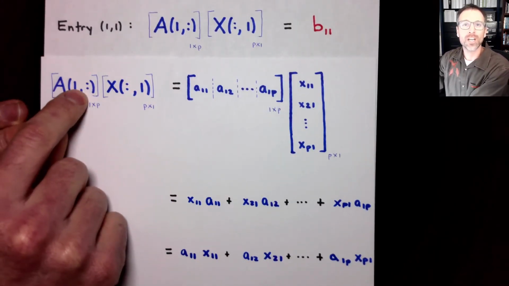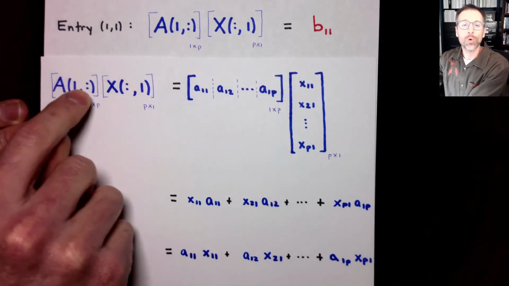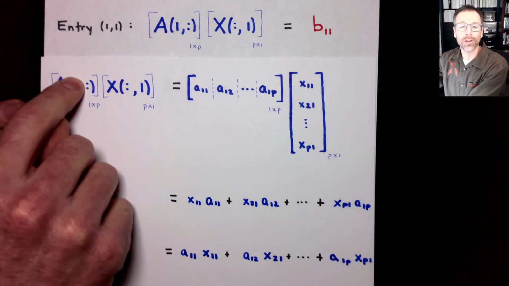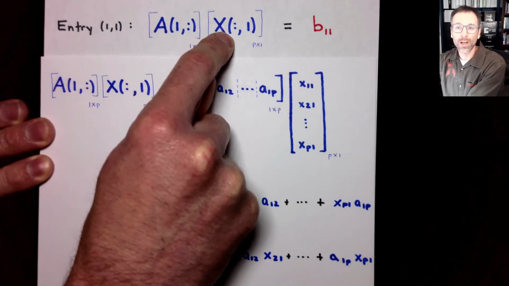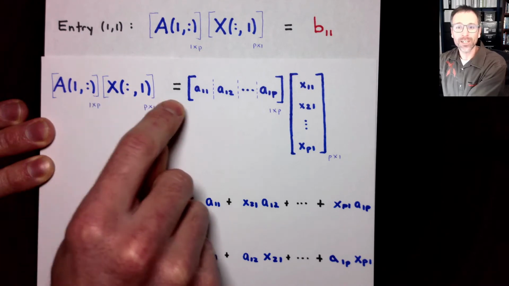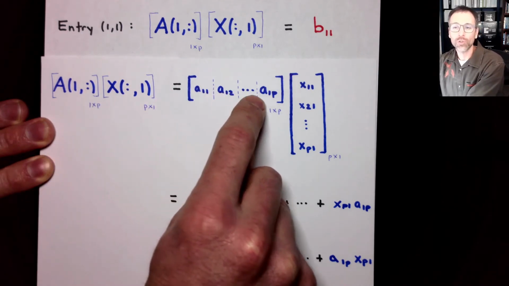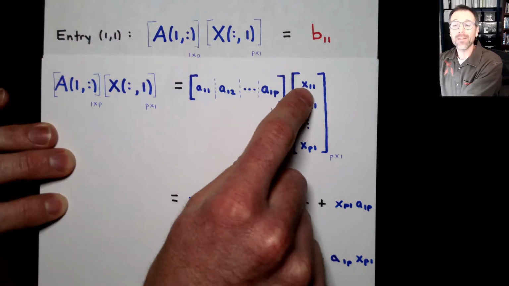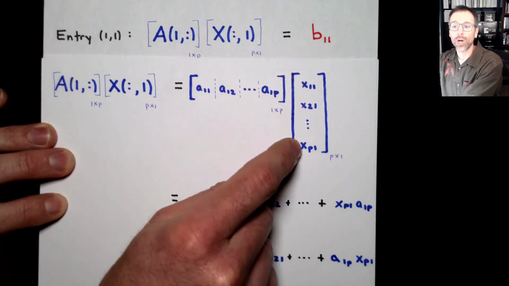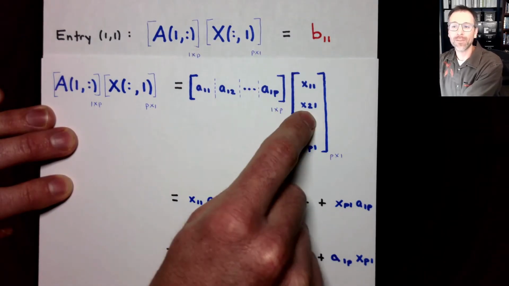The left matrix is M by P. The right matrix is P by N, which means row 1 of the left matrix is going to be A1 colon, that's colon notation. Column 1 of the right matrix is going to be the first column of the right matrix. And then notice, since this is a 1 by P, we have A11, A12, all the way down to A1P. And then column 1 of the right matrix is going to be X11, X21, all the way down to XP1. Once we have those written out, notice this is a matrix vector multiplication.